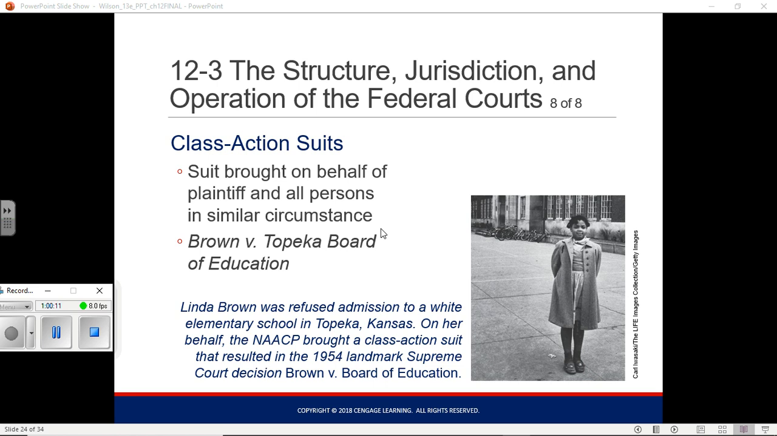Okay? The most famous class action lawsuit in American history, you didn't know it was a class action lawsuit, Brown versus the Board of Topeka, Kansas Board of Education. Brown v. Board. Right? The case in 1954 where Miss Linda Brown won her court case that said she could go to the all-white school in her neighborhood. She didn't have to go all the way across town to go to the black school.